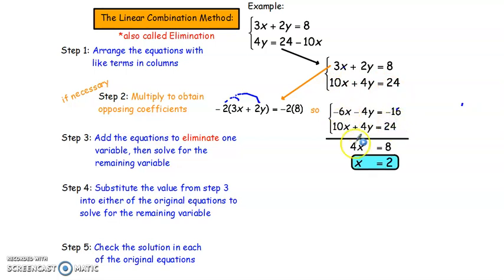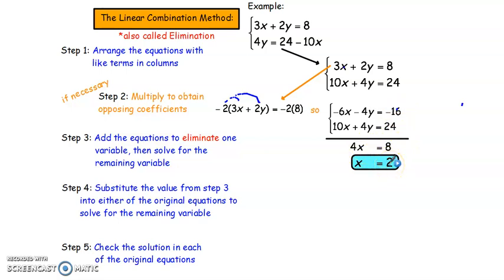You'll notice that negative 6x plus 10x is 4x. Negative 4y plus 4y is 0. Our y's have disappeared. And negative 16 plus 24 is 8. By dividing by 4, we get x equals 2.